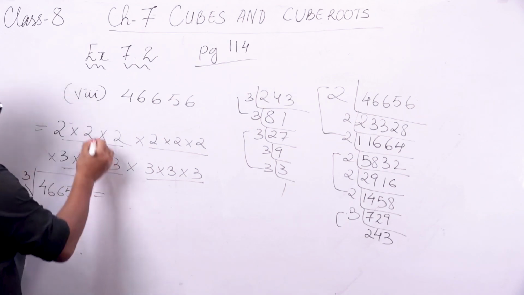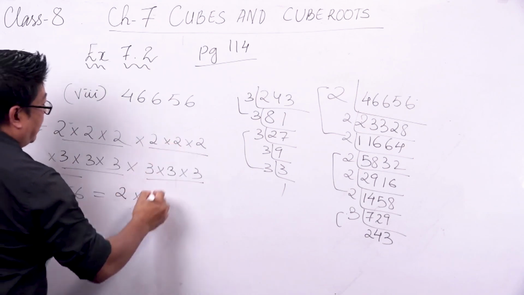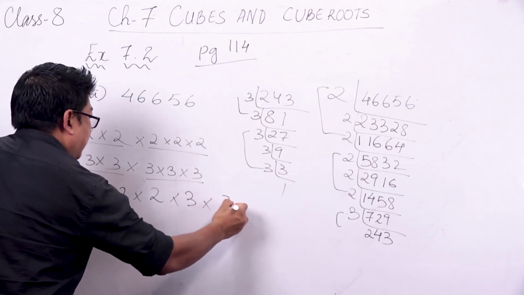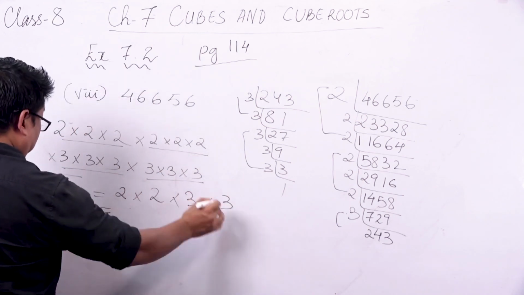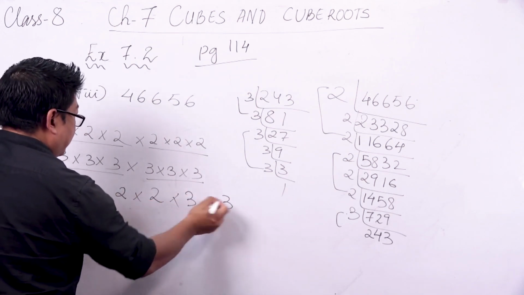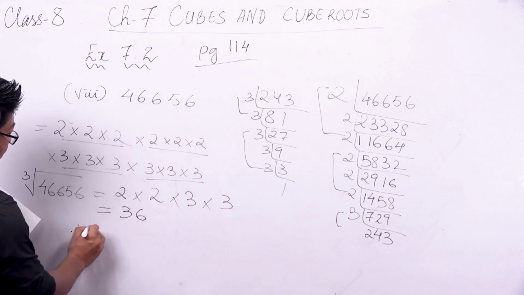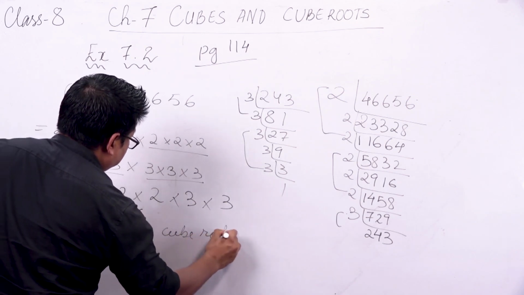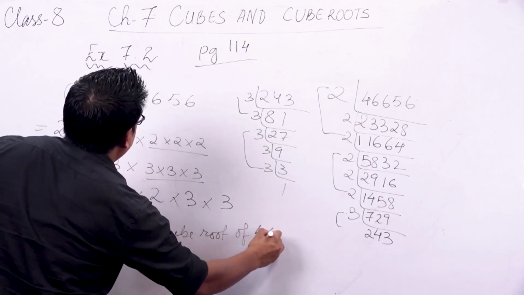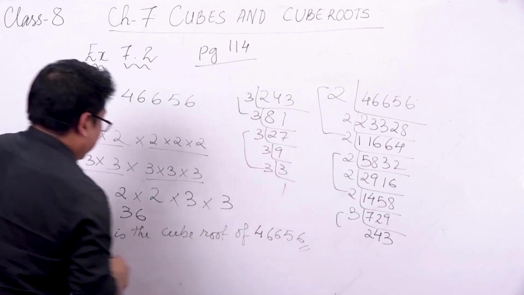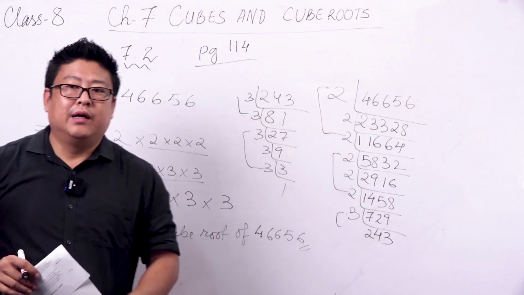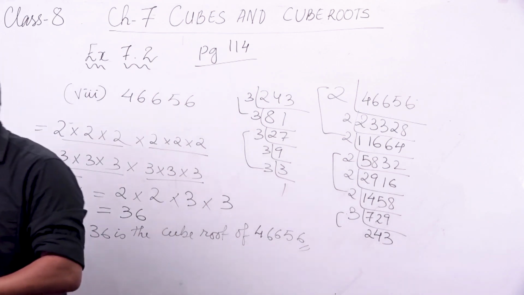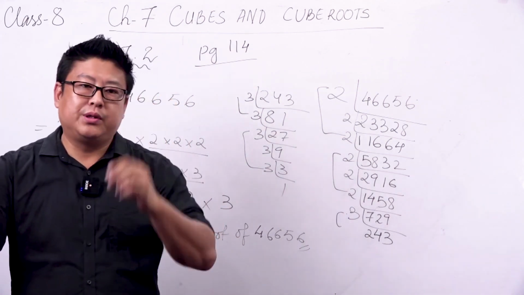46656, I can directly write from here, I take only 1 two. From here, I take only 1 two. From these 3 threes, I take only 1 three. And from these 3 threes, I take only 1 three. So when I multiply, 2 into 2 is 4, 4 into 3 is 12, 12 into 3 is 36. Therefore, 36 is the cube root of 46656. That means if you multiply 36 three times, you will get 46656. So this is all about finding cube roots using the factorization method.